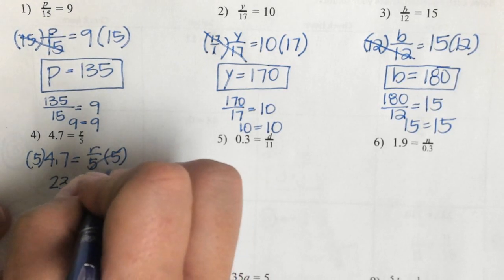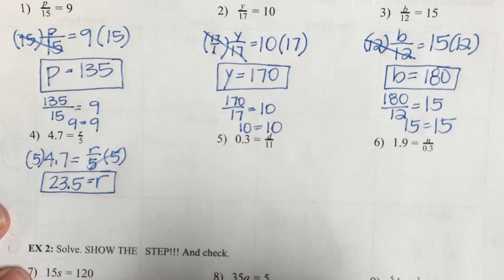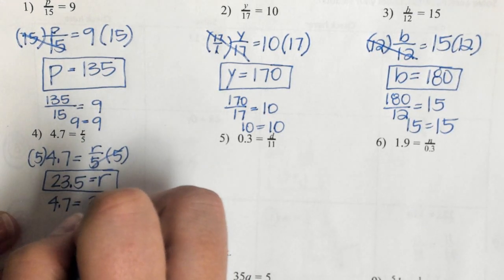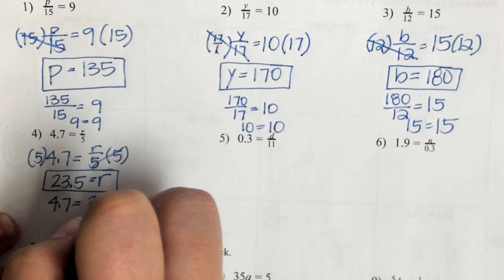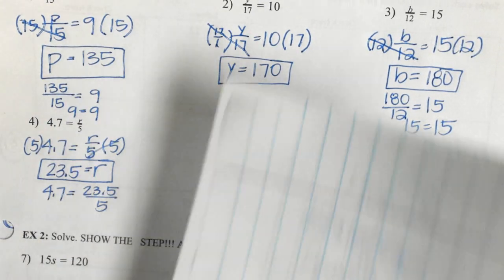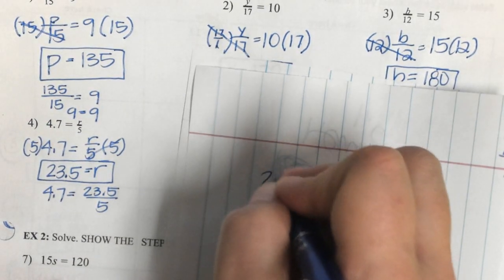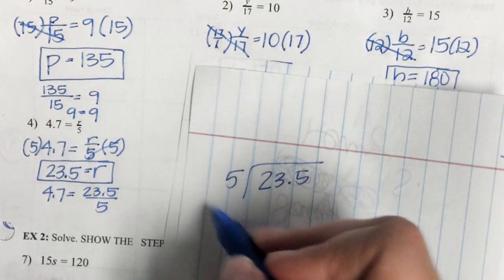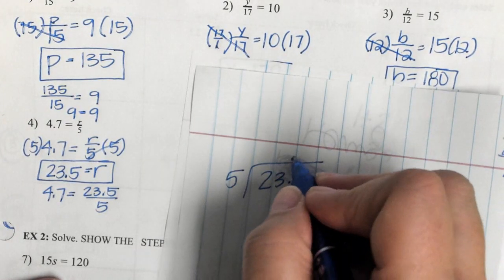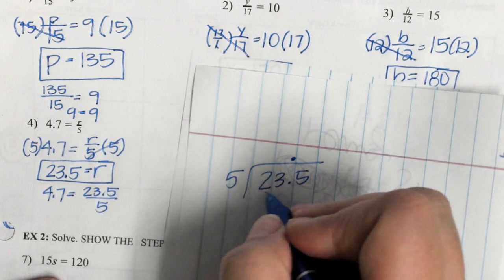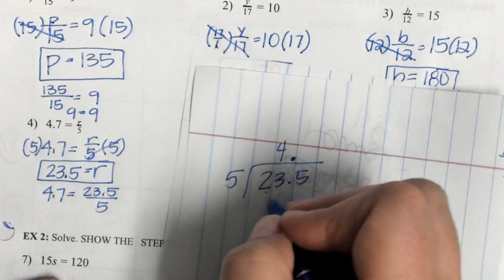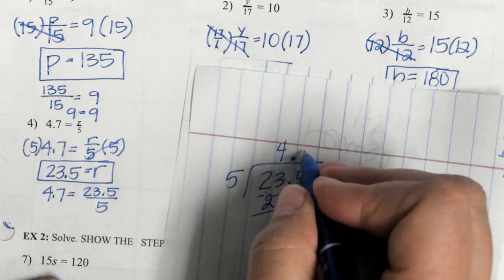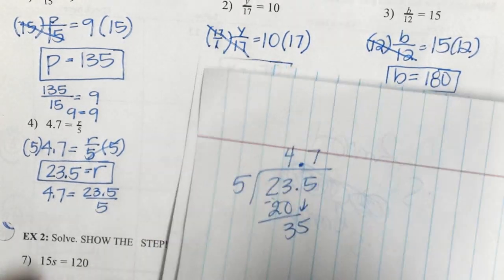Bingo. That's it. So we have this. So if we want to double check it, 4.7 is equal to 23.5 divided by 5. Now remember when we're dividing with decimals, guys, if I have 23.5 divided by 5, I don't have anything to move here, so I bring my decimal straight up. 5 goes into 20 4 times. I have 35, so that would be 4.7. So yes, it works.